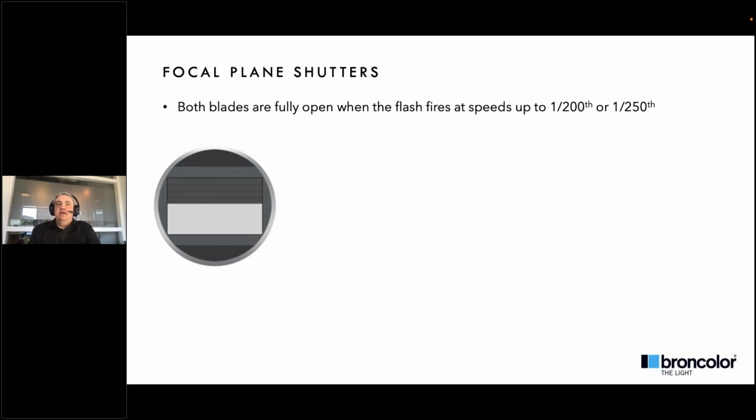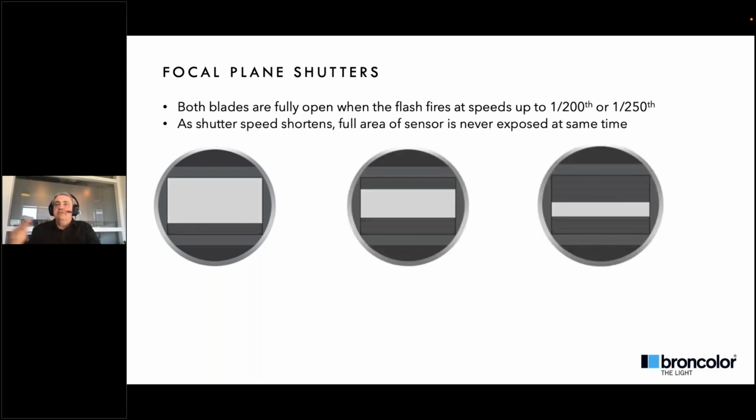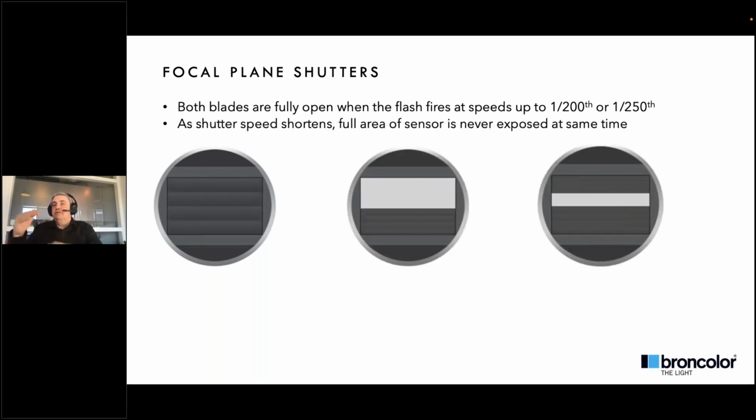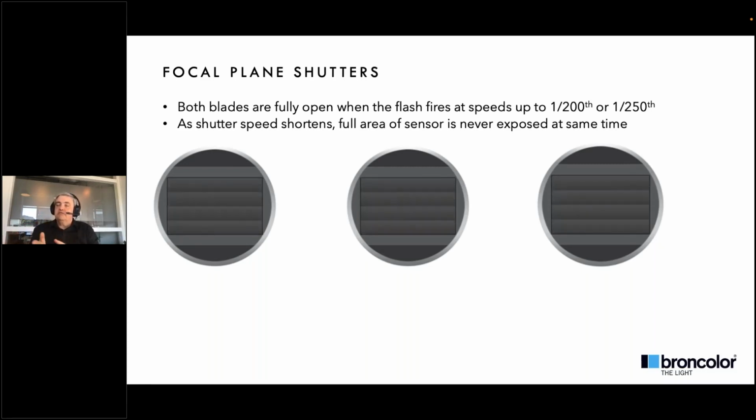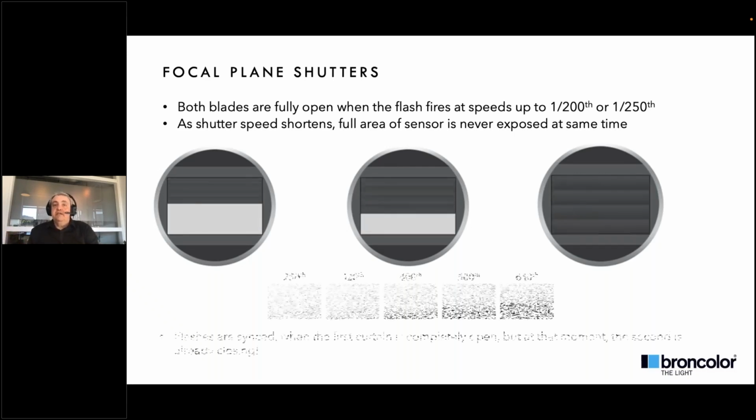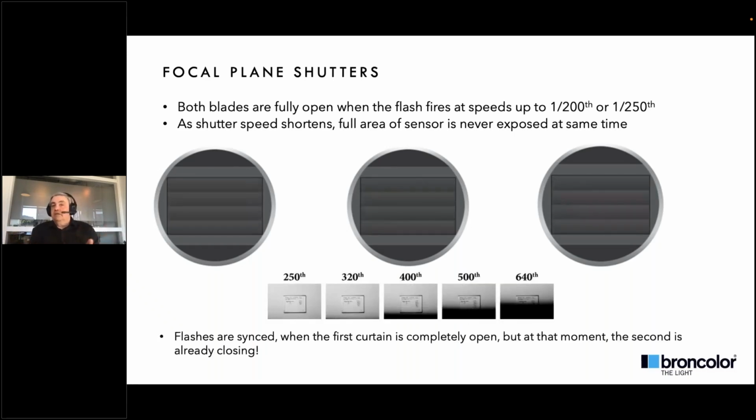So the main issue in terms of flash exposure: with a focal plane shutter at slower speeds, no problem, the whole sensor is exposed at the same time. As you increase the speeds, the gap between the blinds gets smaller and smaller, so a smaller portion of the sensor is exposed at any one time, which means if you're unlucky enough to be using flash, you can end up with some areas of the image that don't get any flash exposure. Okay, so that's a slight downside there.